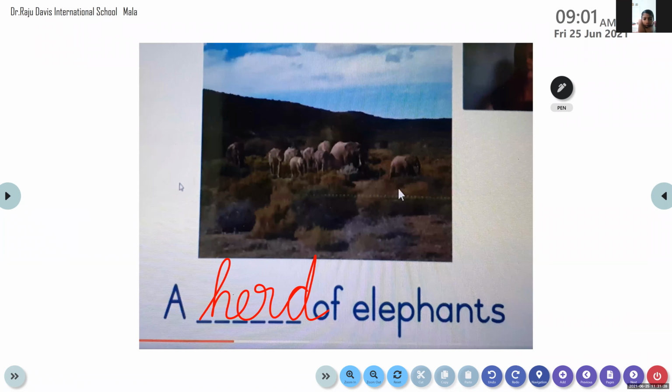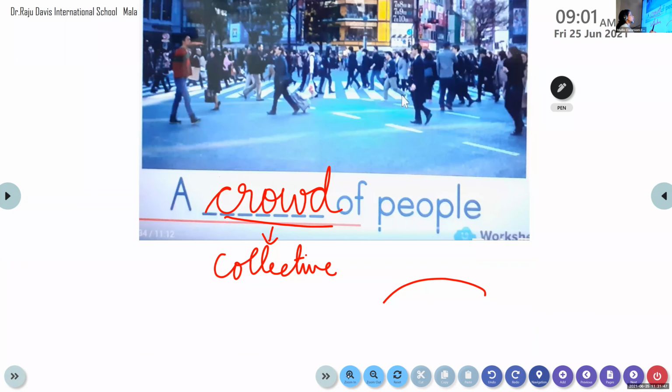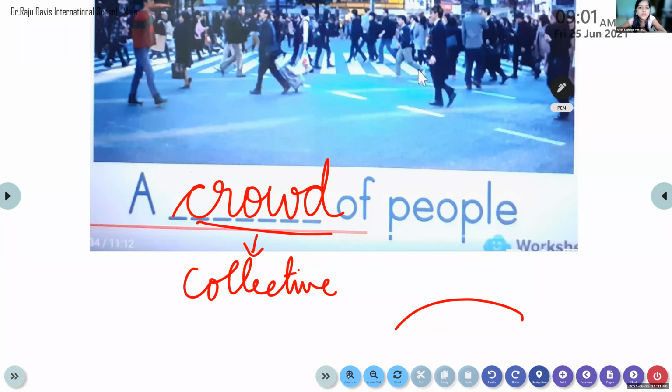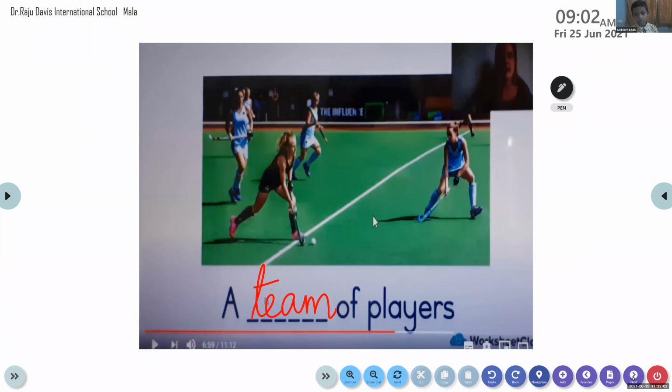Okay, then here it is. A herd of elephants. A herd of elephants. Now, here in this picture, a crowd of people. So the collective noun used for a group of people is crowd of people. And for a group of players, a team of players. Team of players.